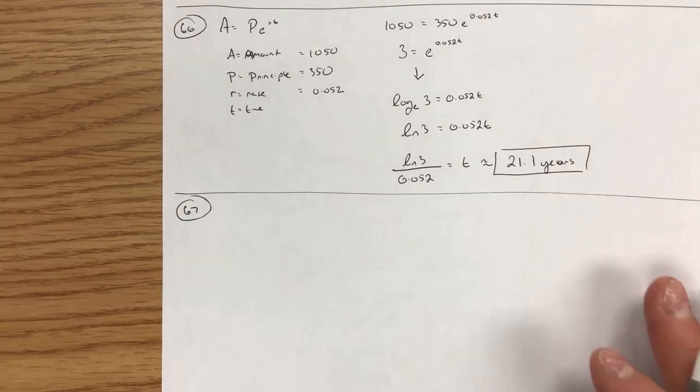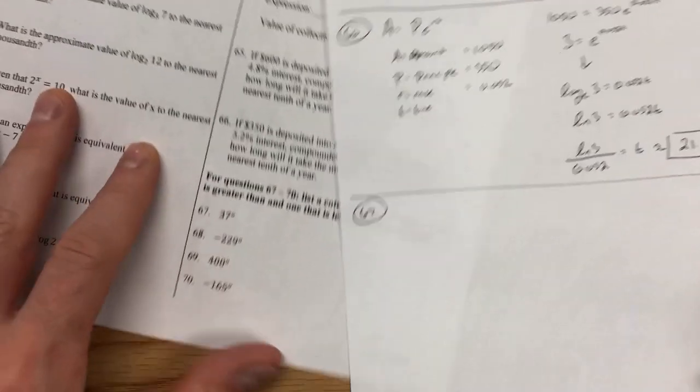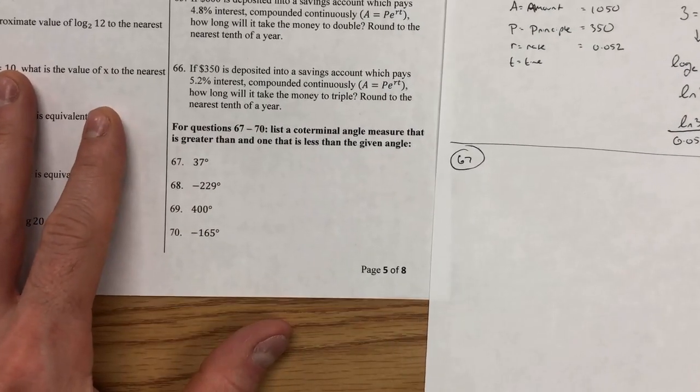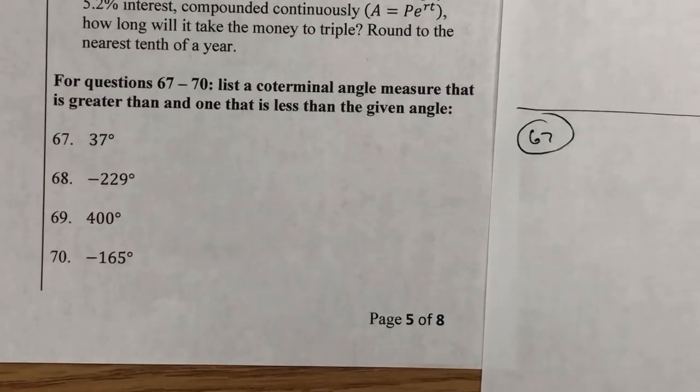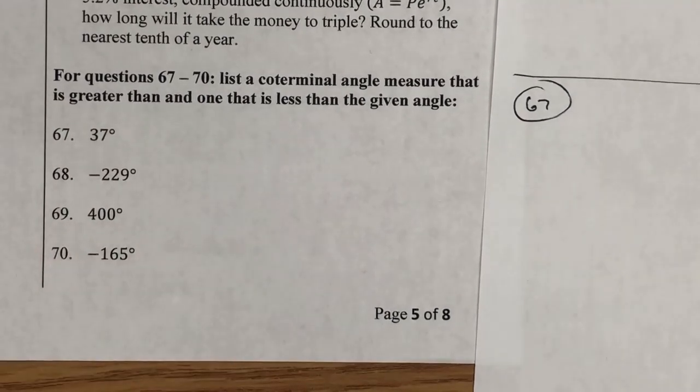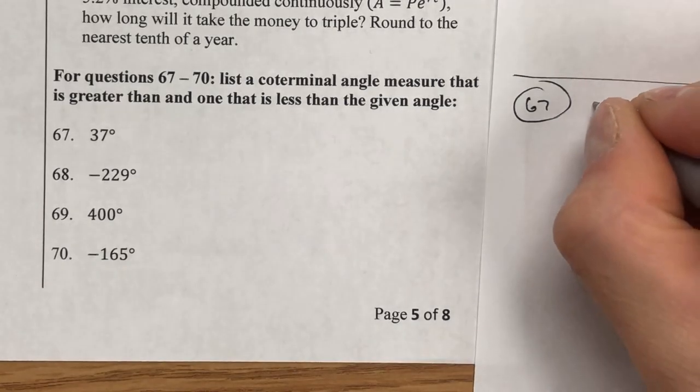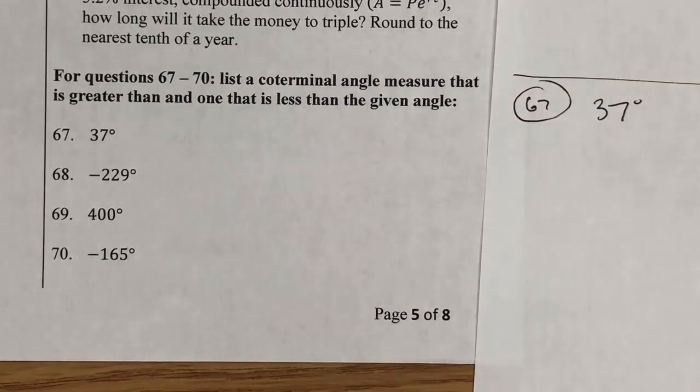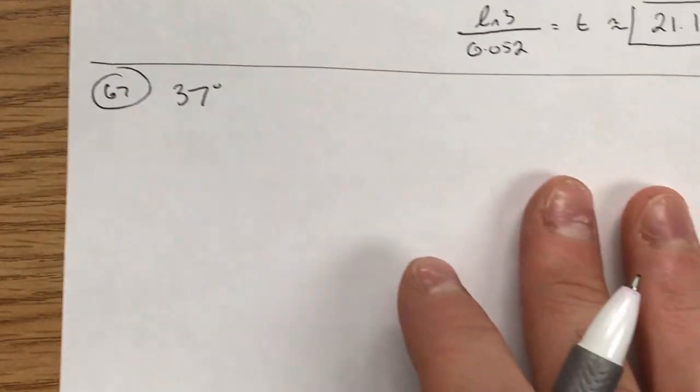So now that we've seen that, we're looking at number 67, and we're looking at coterminal angles. I want a coterminal angle that is greater than and one that is less than the given angle. So for 67, I have an original angle of 37 degrees. Let's take a look at that.